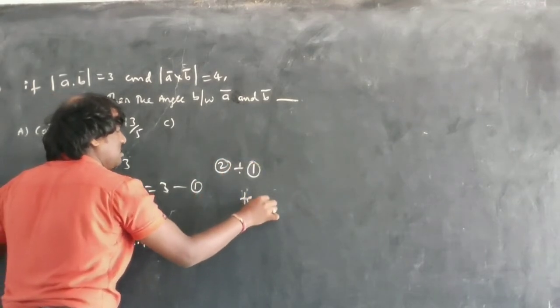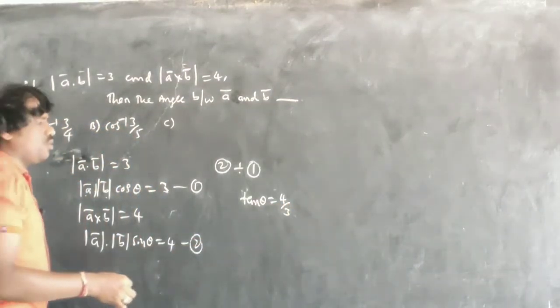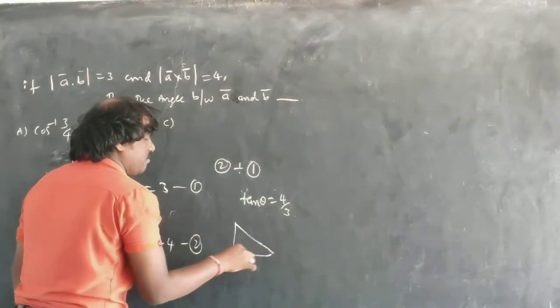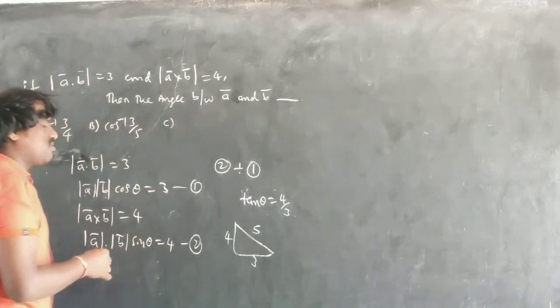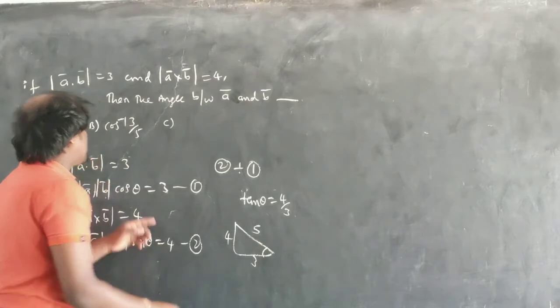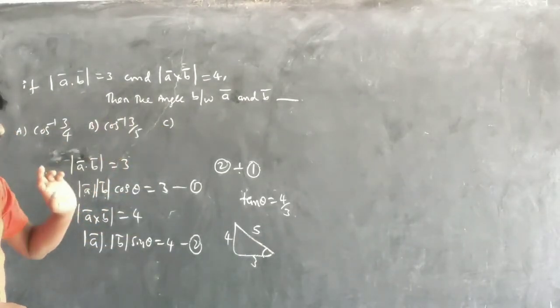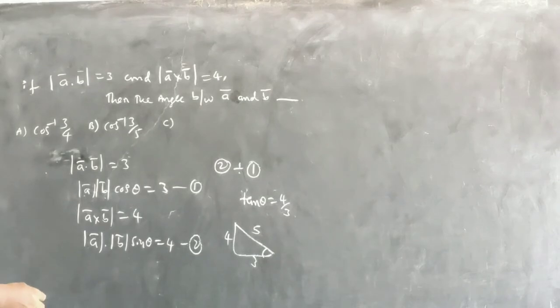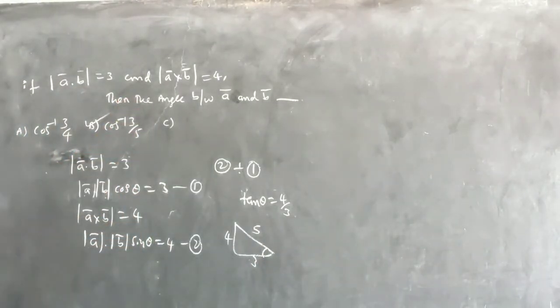So what am I going to get here? Tan theta is equal to 4 by 3. The answer is given in cos. So you know in trigonometry, tan theta is opposite by adjacent, with hypotenuse 5. The angles are actually given in cos, so this will be cos inverse 3 by 5. Option B is the right answer.